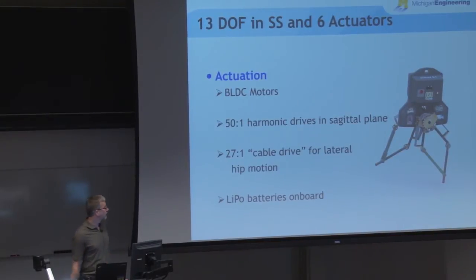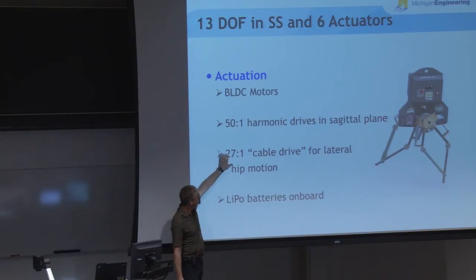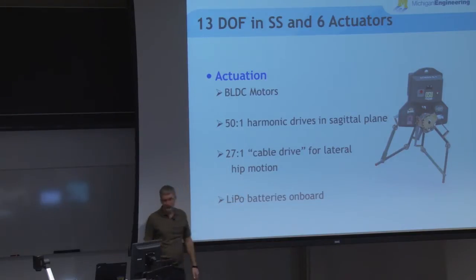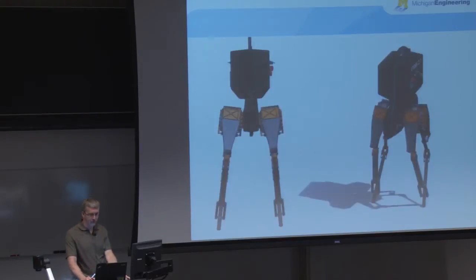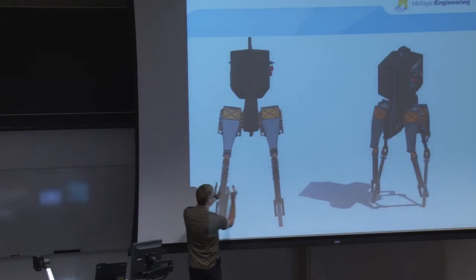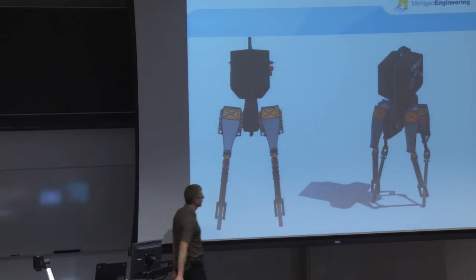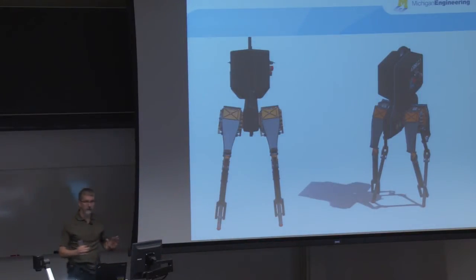The lateral direction is a cable drive with roughly a 27-to-1 gear ratio, and it can be operated on its own because it can carry a set of LiPo batteries. So that's the robot. And this is just to show from behind that it really can stabilize itself in 3D because the hips can move outwards. But the hips do not have a twisting motion, so turning will be a little bit slow with this robot.